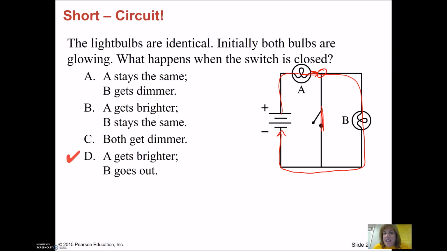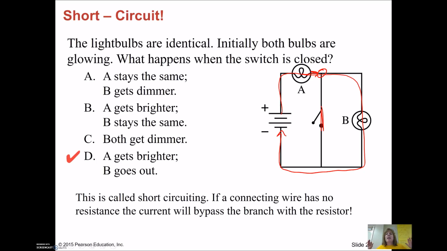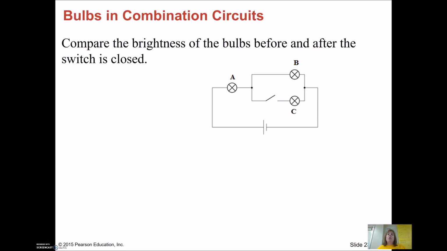Well, did you notice A got brighter and B went out? That's because what we're doing is actually called short-circuiting that bulb. We're short-circuiting bulb B because current wants to go where in the path of least resistance, and there is no resistance in our wire, so it's not even going to go to B. It's going straight around from A back to the battery. That's short-circuiting.